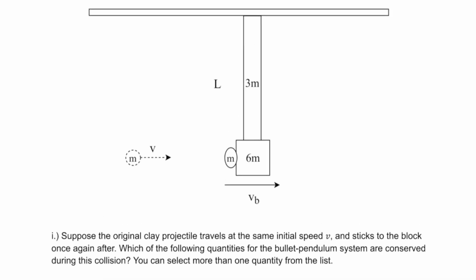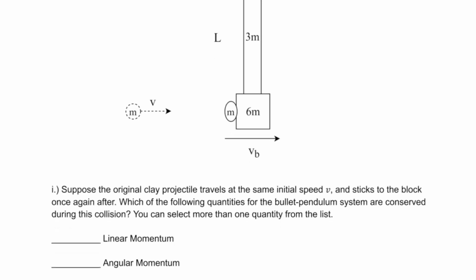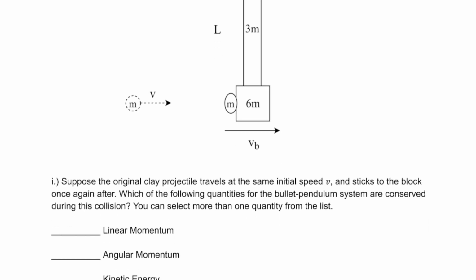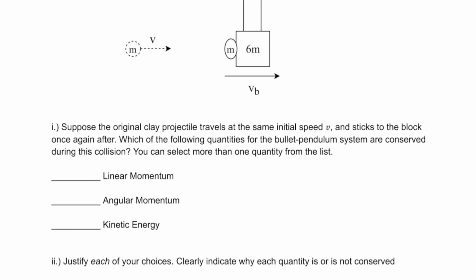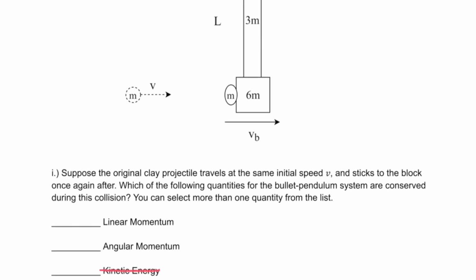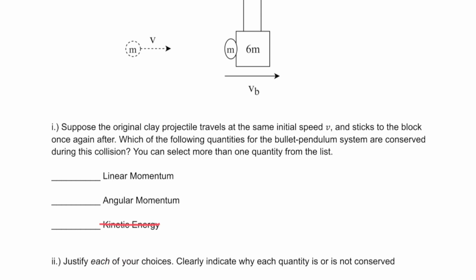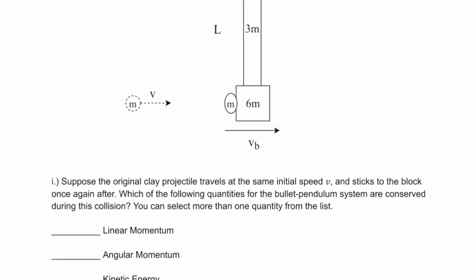Which of the following of the bullet pendulum system are conserved during this collision? You can select more than one quantity. So first, let's eliminate kinetic energy. It's definitely not kinetic energy, because it sticks together. Any inelastic collision, by definition, takes a lot of kinetic energy out. So, it's not KE. Now we have to look at the different momentum types.